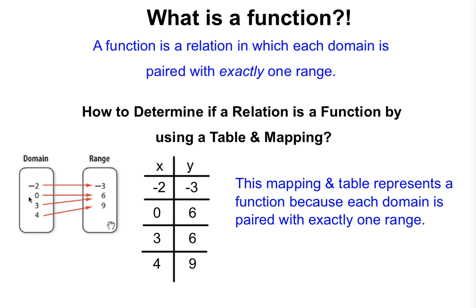The domain of 0 is paired with only one y value, 6. Your next domain of 3 is only paired with one y value, 6. Your last domain of 4 is paired with only one y value, 9. So because each domain was paired with exactly one range, this table, this mapping, does represent a function.